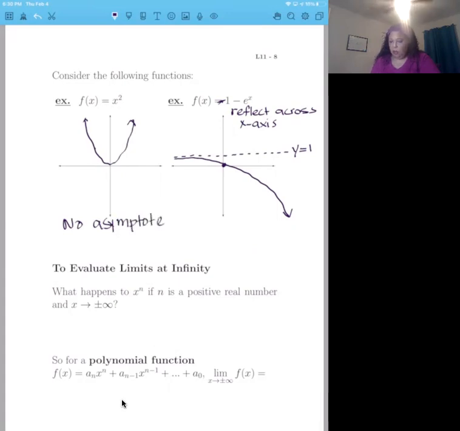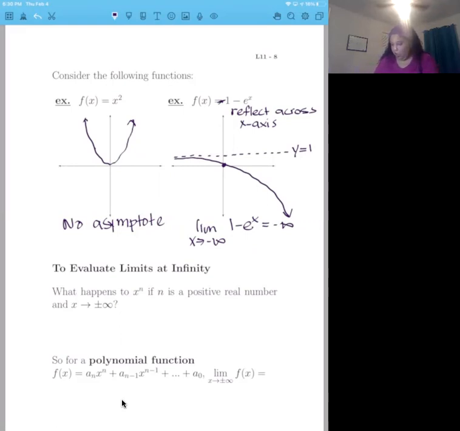But on this one, there is one at y equals 1. And we should see that the limit as x goes to negative infinity of 1 minus e to the x equals negative infinity. All right, but how do we know how to find that if we didn't know what the graph is? So that's what we want to go into next.